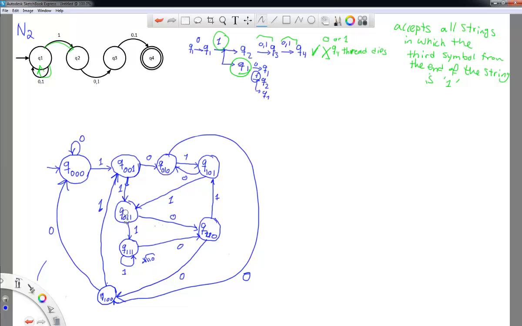Okay, so now let's take a look and make sure that for every state we have one transition for 0 and one transition for 1. And to check that, I'm going to start with Q000. I have a transition for 0 and a transition for 1, so this is checked.